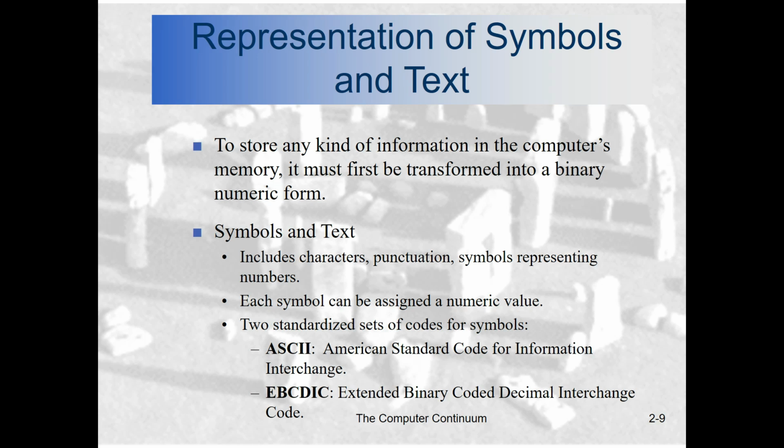All right, so representation of symbols and text. To store any kind of information in a computer's memory, it must first be transformed into binary number form. Okay, so that's the simple thing, because computers only understand binary numbers. They understand only 0 and 1. So that's why we need to transform any number into binary. Unless we transform that into binary, how could a computer understand anything other than binary? Okay, so that's the thing.